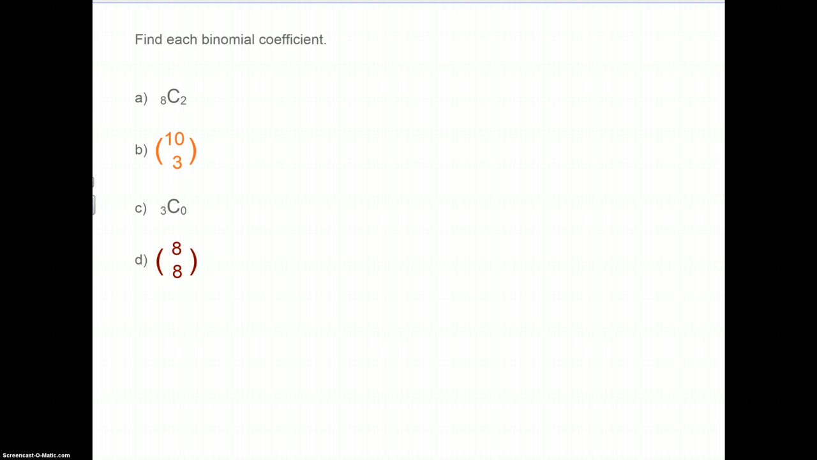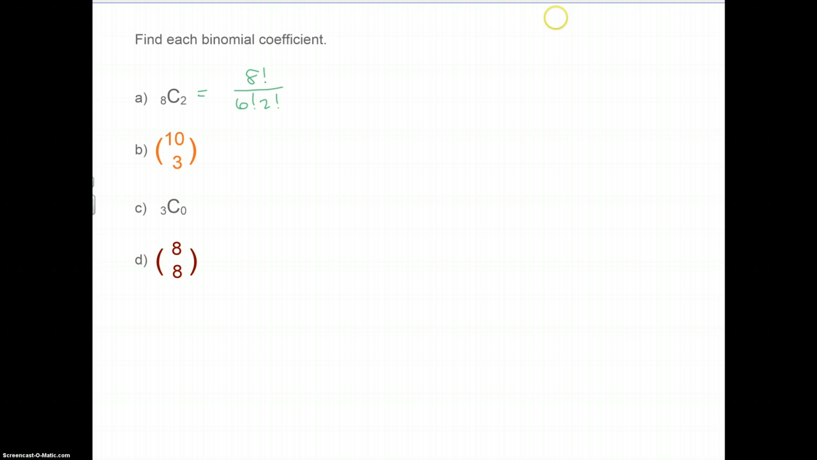So let's find each binomial coefficient here. Well, 8C2. Okay, that's where n is 8 and r is 2. So this is going to equal 8 factorial divided by 6 factorial times 2 factorial.